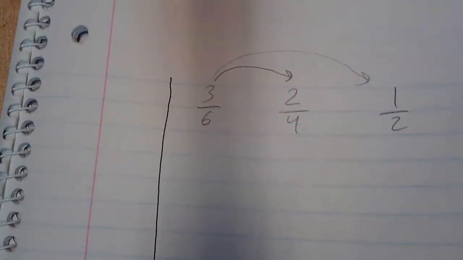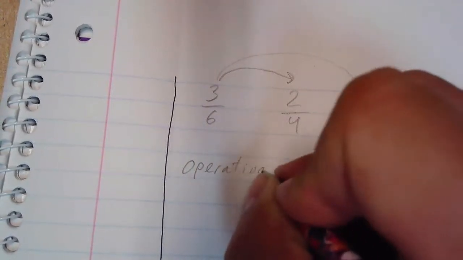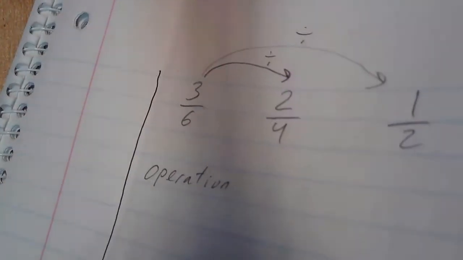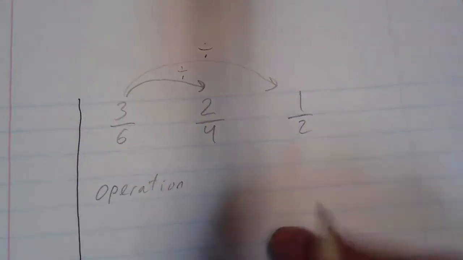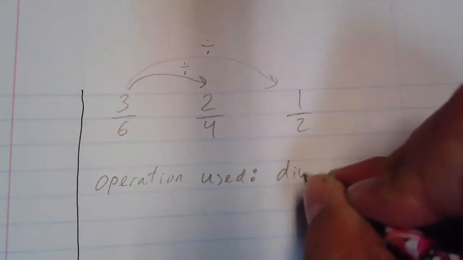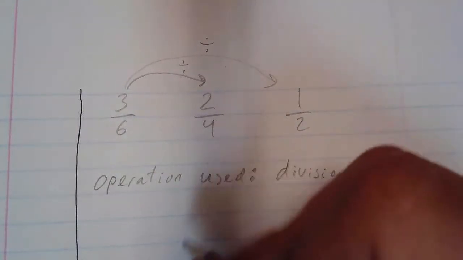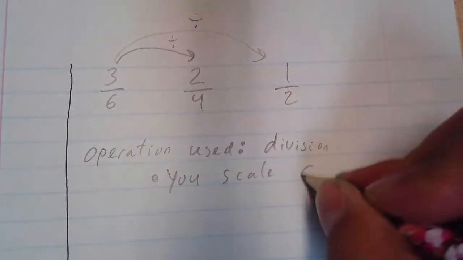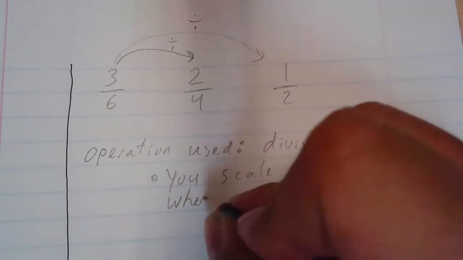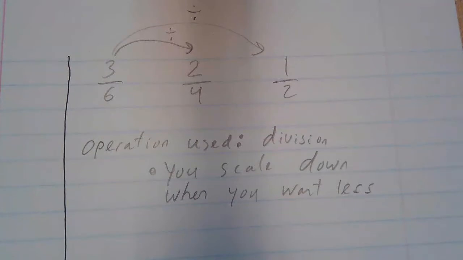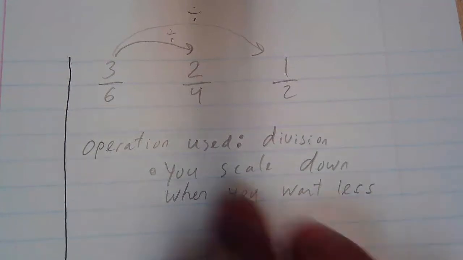Just going to check something. All right. Operation used for this, you already know. You know what? Let me look back at the notes. Did I use the multiplication symbol for that? I did not. Oh, yeah, I kind of did. Anyways, the point is, when you're scaling down, the operation used is division. You scale down when you want less. If you want less, you scale down.